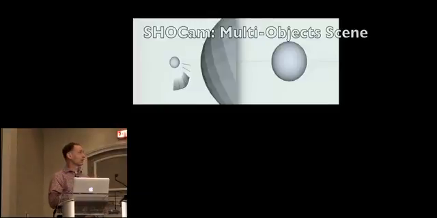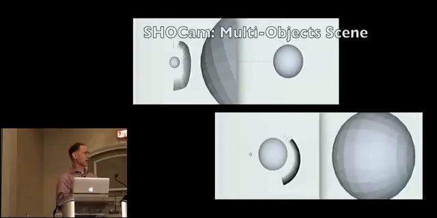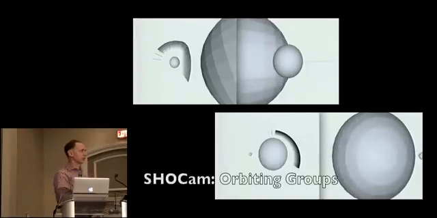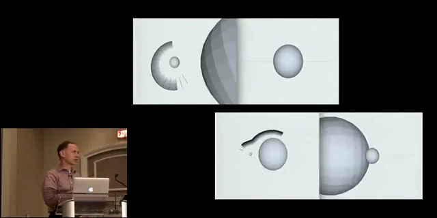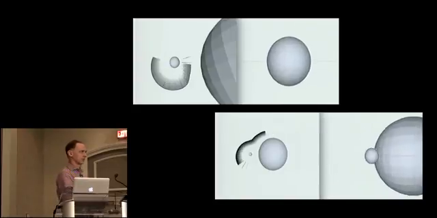And so in this video clip here, sorry, that should be playing, you see how SHOCam works in a multi-object scene at the top, and at the bottom you see how it orbits around multiple objects, in this case, basically an Earth and a Moon.